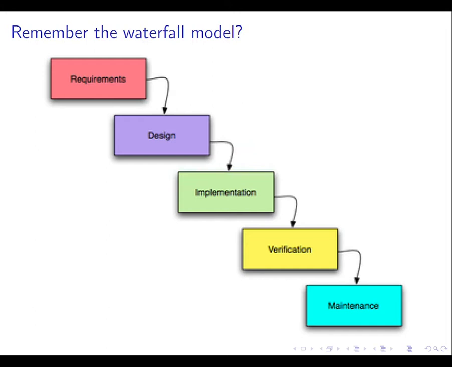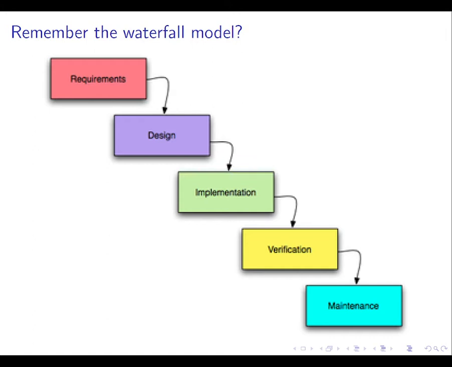So the caricatured version of the waterfall model says that what you must do is gather the requirements for your system, and you produce a requirements document. And then when that's finished, you must start doing design. And then when you finish doing the design, you must start doing the implementation. And when you finish doing the implementation, you must start doing the verification.